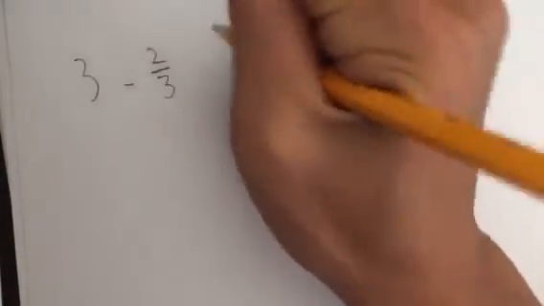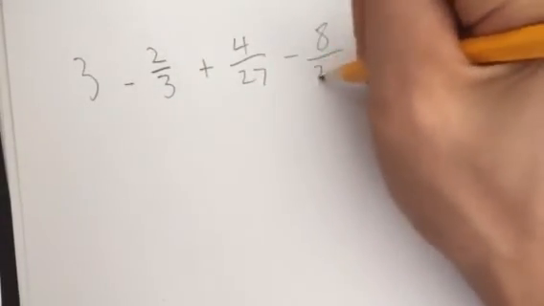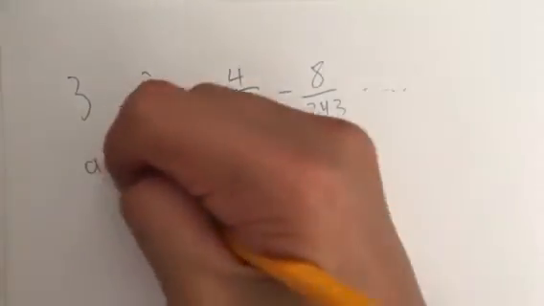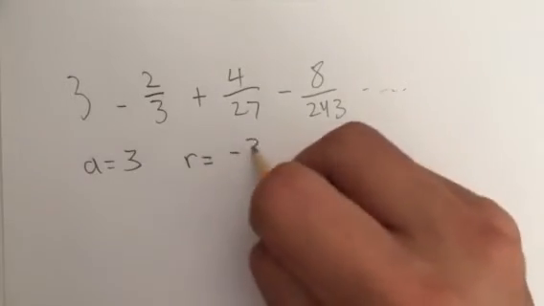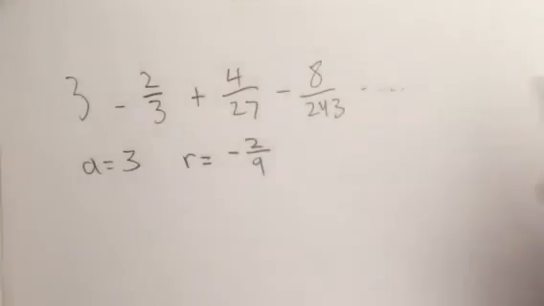Let's do a sample problem. Find the sum of the following series: 3 minus 2 over 3 plus 4 over 27 minus 8 over 243, etc. So a is the first term, which is 3, and r is the common ratio, or negative 2 over 9, since each time I'm multiplying by negative 2 over 9 to get to the next term.